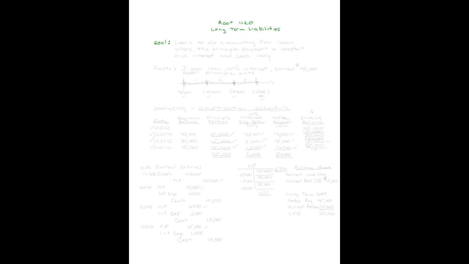Our goal for today is to learn to do accounting for loans where the principal payment is held constant and the interest expense and the cash vary. The facts for our loan: it's a 3-year loan at 10% interest. We're going to borrow $45,000, and the timeline will look like this. I think timelines help. They at least help me get a grasp on what's going on.